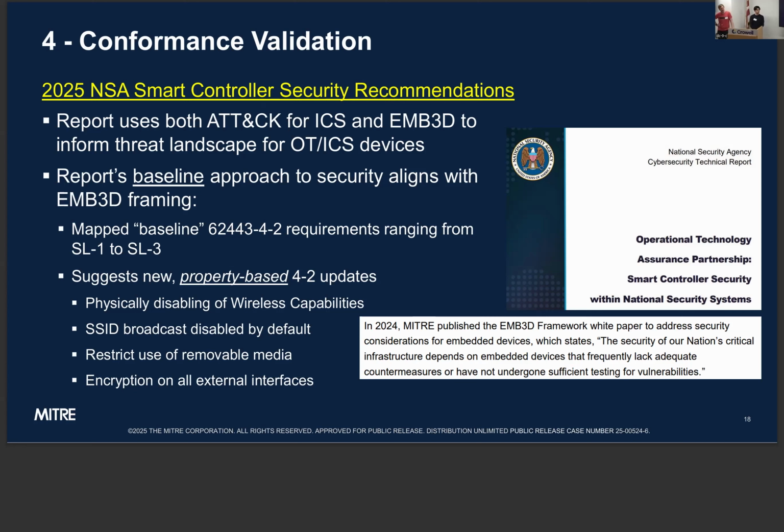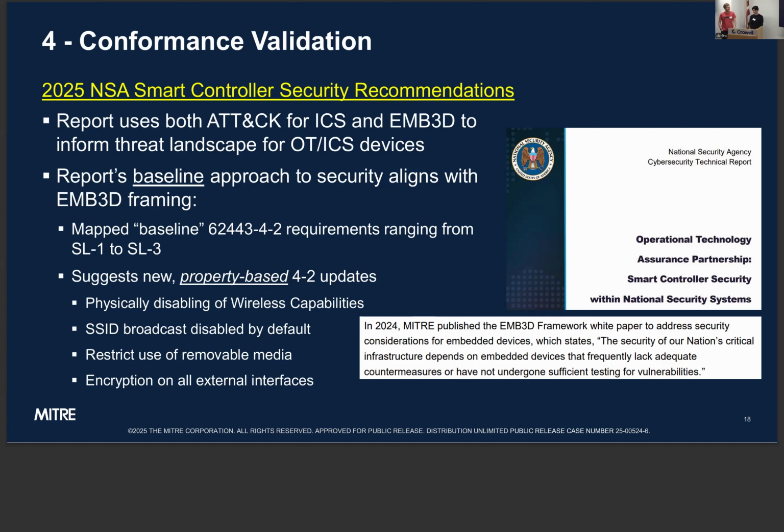And this is another good embed use case, which is conformance validation. The part I really like is that embed focuses on the properties of the device and mitigating the threats to those properties, but you can also remove those properties. I'd recommend everyone read this report. It uses both ATT&CK for ICS and embed to inform the threat landscape for OT and ICS devices. And there are recommendations to improve 62443-4-2, and a lot of them are property-based, like physically disabling Wi-Fi capabilities. That isn't like go write everything in Rust. It's like take it out.